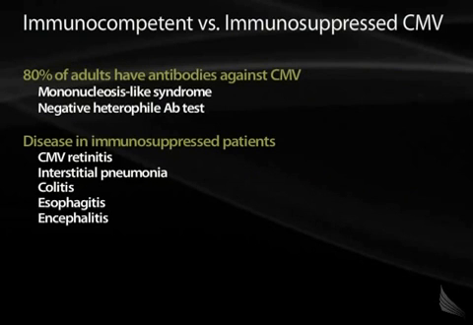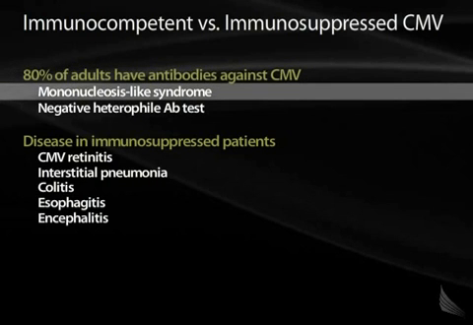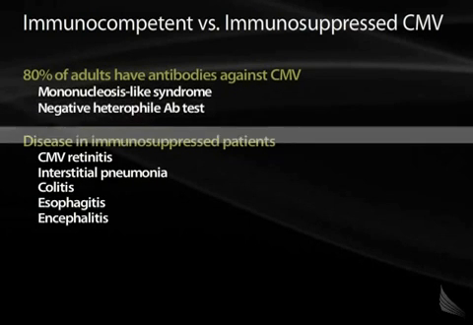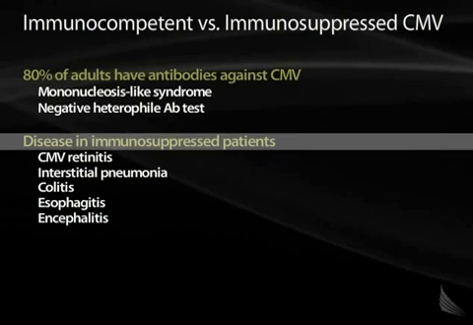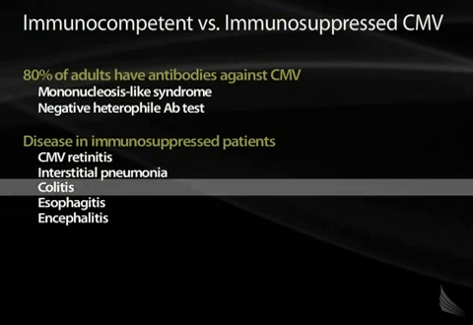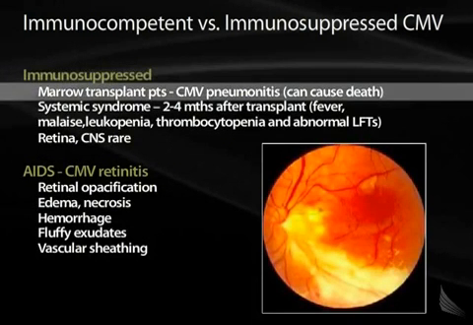CMV has a different manifestation depending on whether the patient is immunocompetent or immunosuppressed. 80% of adults have antibodies against CMV because we've been exposed and didn't have any illness. We can have a mononucleosis-like syndrome, and we can have a negative heterophile antibody test. But if you're immunosuppressed, you get bad disease. You get CMV retinitis, interstitial pneumonia, colitis, esophagitis, encephalitis. The immunosuppressed patients are often bone marrow transplant patients, and they can get CMV pneumonitis, and that can kill them.